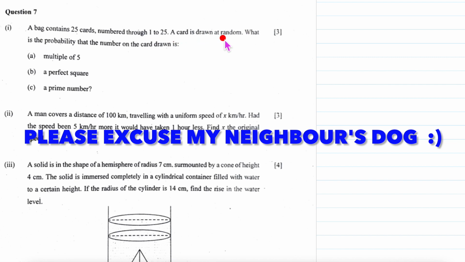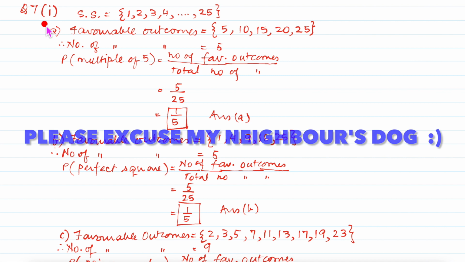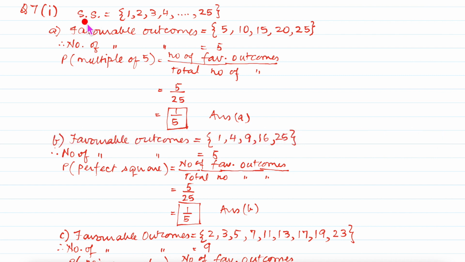A card is drawn at random. What is the probability that the number on the card drawn is a multiple of 5, a perfect square, or a prime number? Now the solution to be written for this question is, when we write the sample space, 1 to 25 is our total number of outcomes.